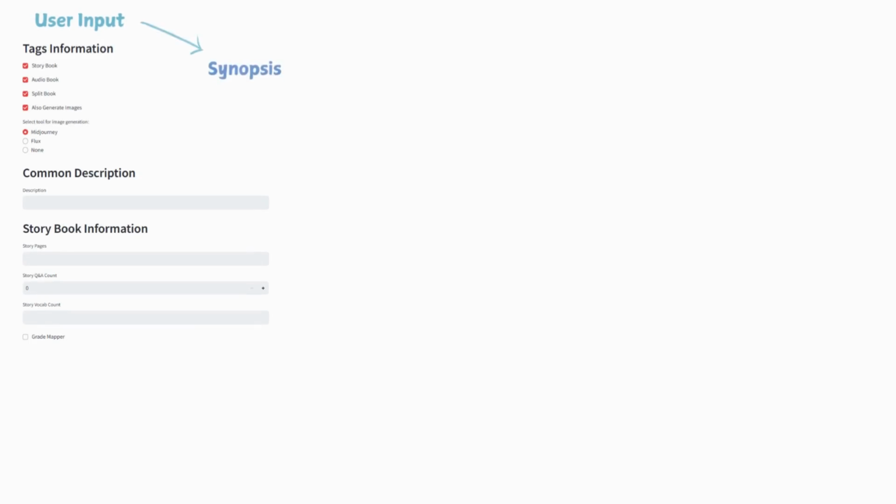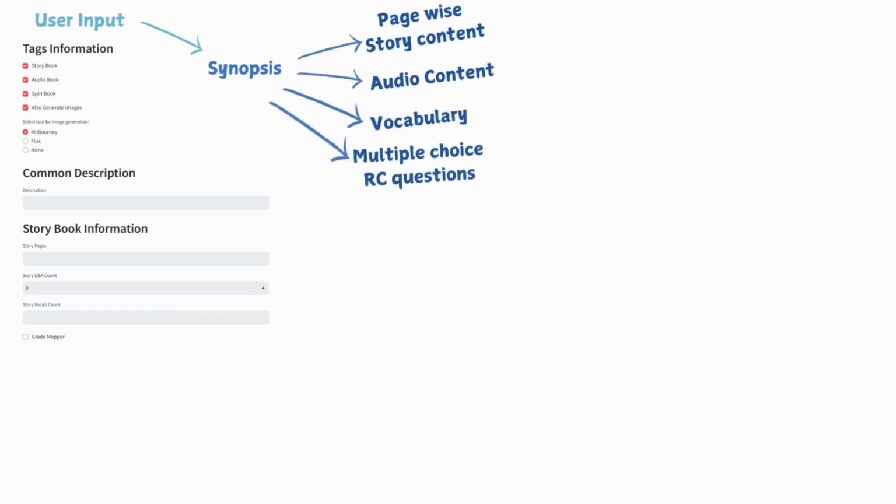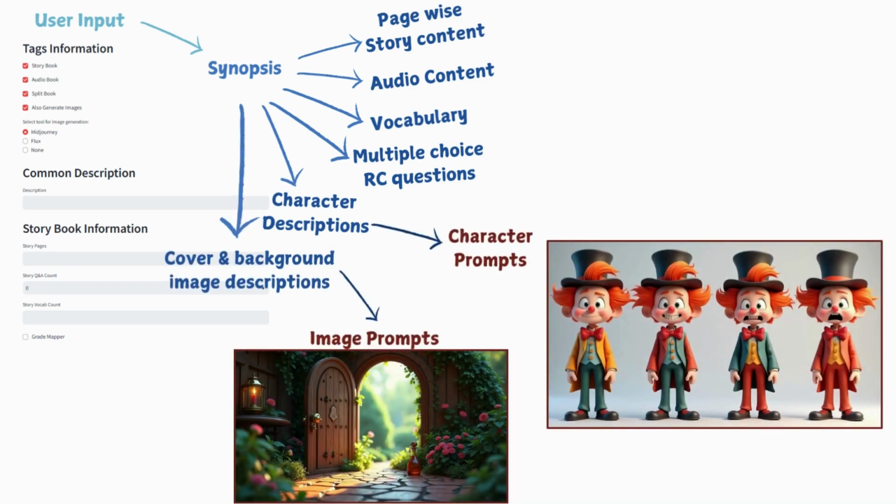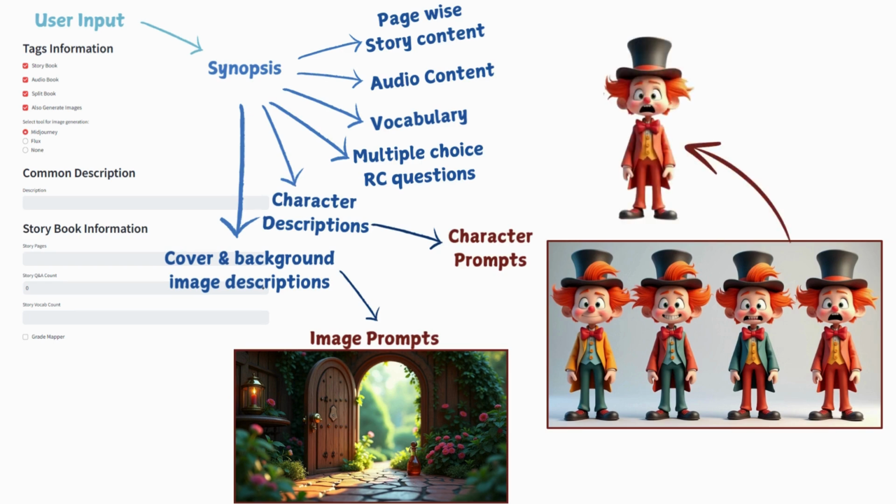We take user input and generate the underlying synopsis, which becomes the foundation for story content, audio content, vocabularies, RC questions and answers, character descriptions, and image descriptions. From these descriptions, we create prompts that generate incredible images and 3D characters with multiple expressions, ready for action.